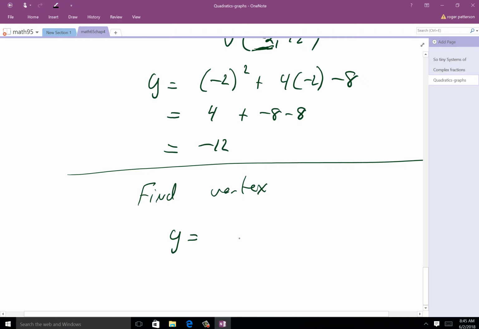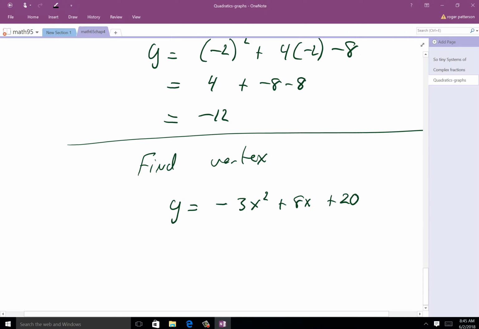y equals... I'll put a number out in front this time. 3x squared plus 8x plus 20. This will be a fun one. Here we go. So we're going to find the vertex. I could graph it, right? But we'll use negative b over 2a.